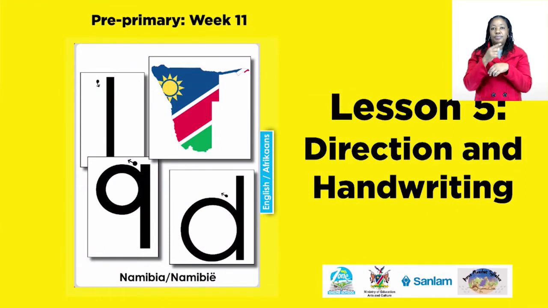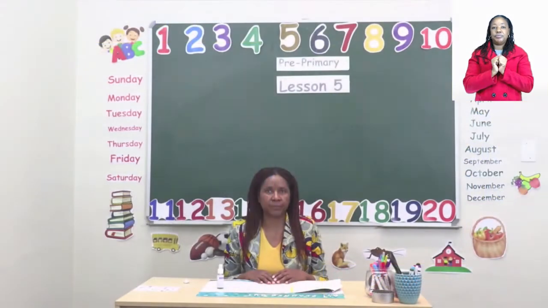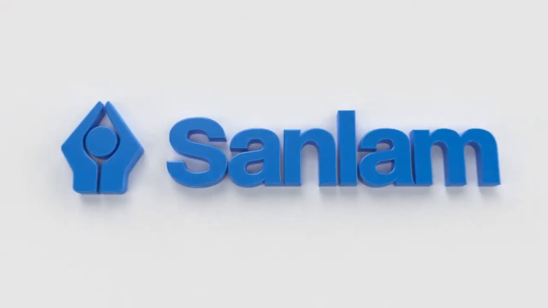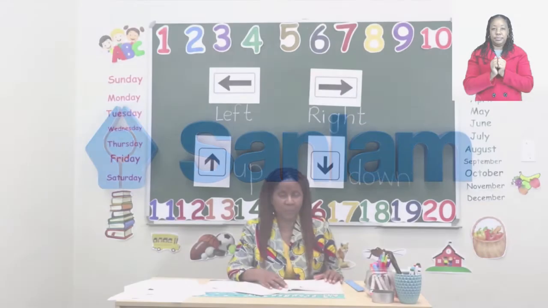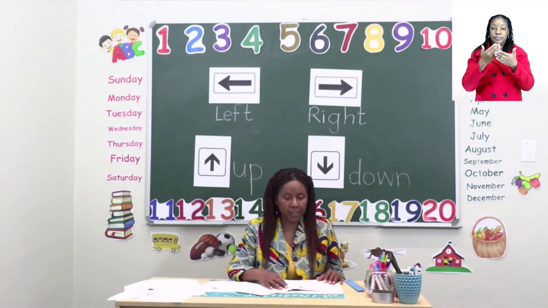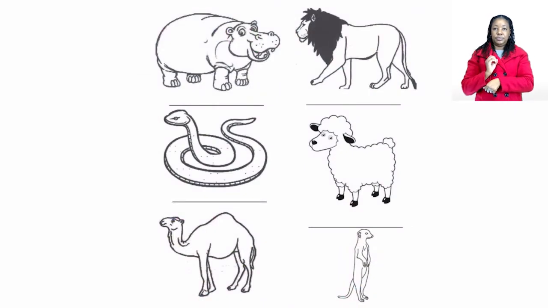Our lesson today is Lesson 5. It is about direction and handwriting. Let's turn to page 20 of our booklet. Now the instruction on page 20 says, draw arrows to show which way the animals are looking, and then color in the pictures. Now let's go to the board.